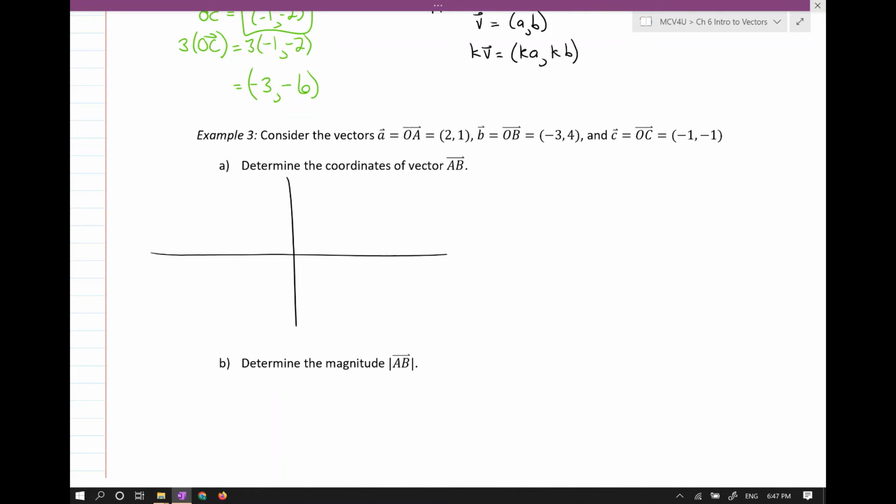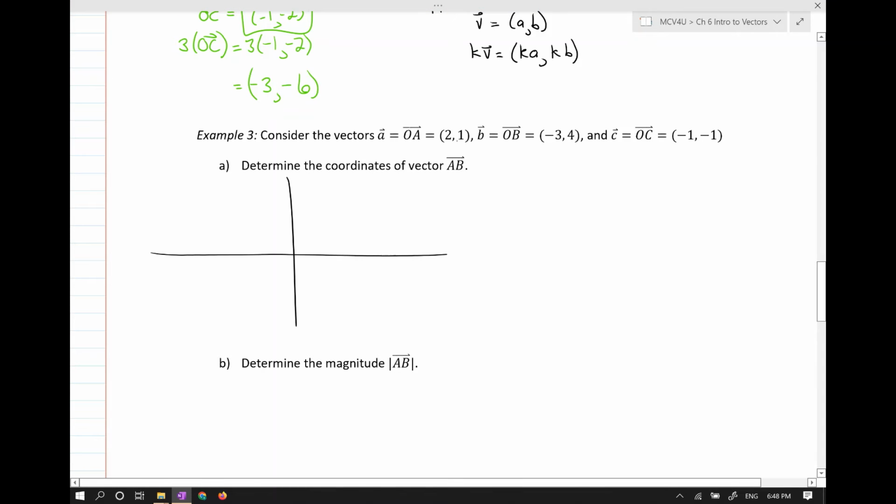So let's take a look at these 3 vectors A, B, and C here. I apologize, in the background you're hearing Sadie munching on her puppy food.